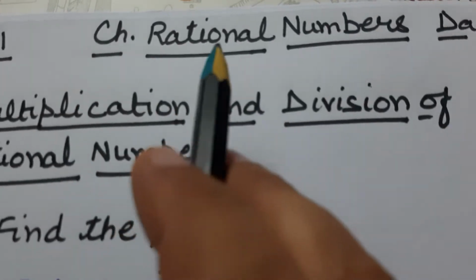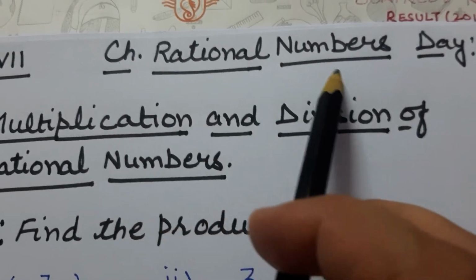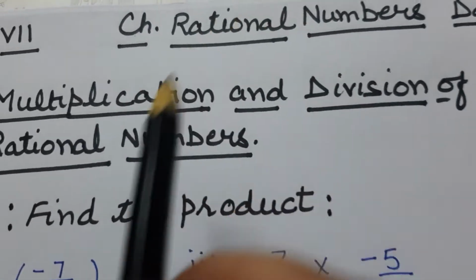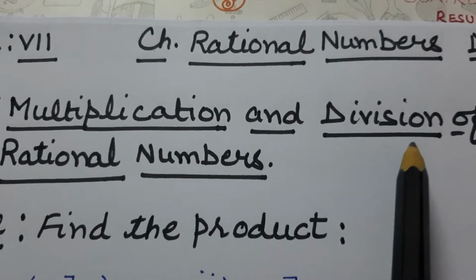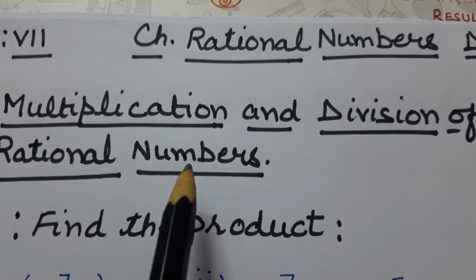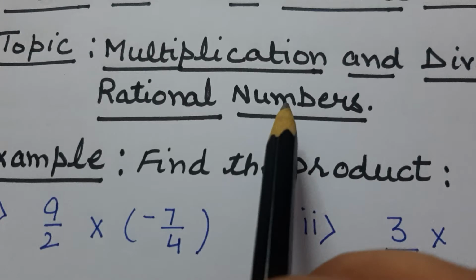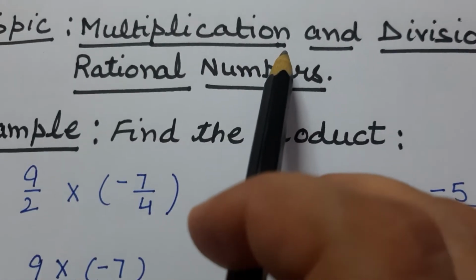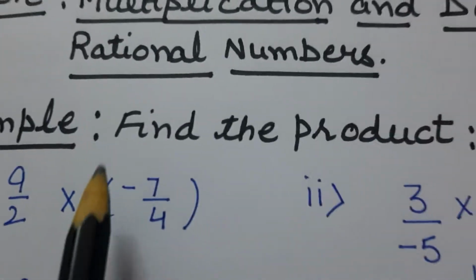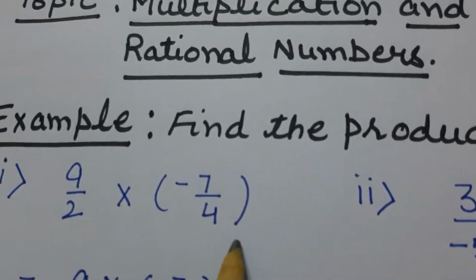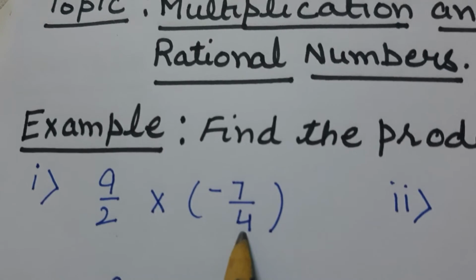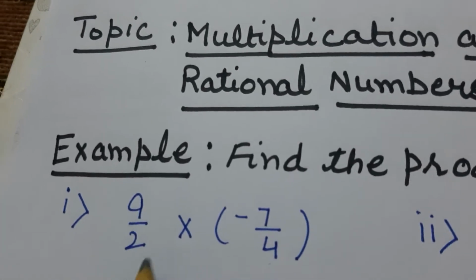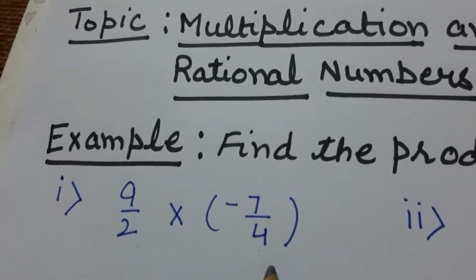So students, as you know, we are doing the rational numbers chapter. Today our topic is multiplication and division of rational numbers. First, I am taking an example of multiplication of rational numbers. The first example has two rational numbers, one positive and one negative: 9 by 2 multiplied by minus 7 by 4.